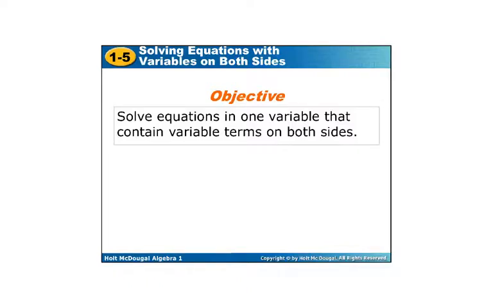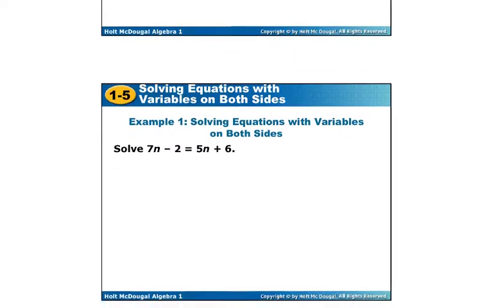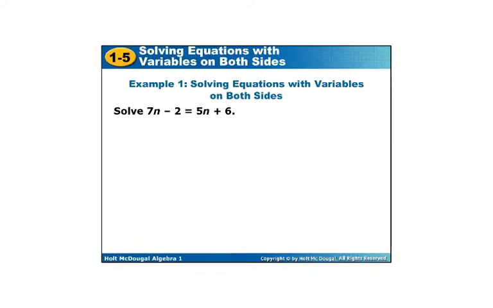Alright, so here we are with the 1-5 notes on solving equations with variables on both sides. And we're talking on both sides of the equal sign. Alright, so our objective, of course, is to solve those. So looking at our first example, here's our equal sign, and notice that there are variables on both sides. And so we haven't had this yet.